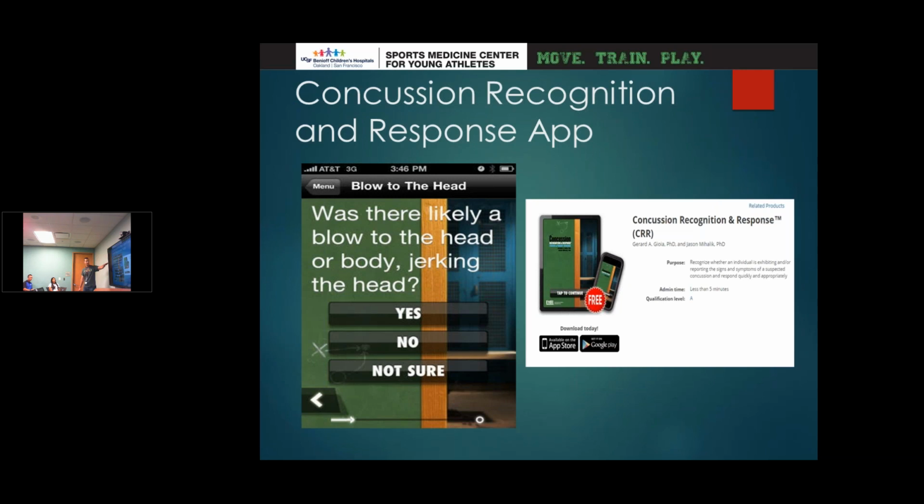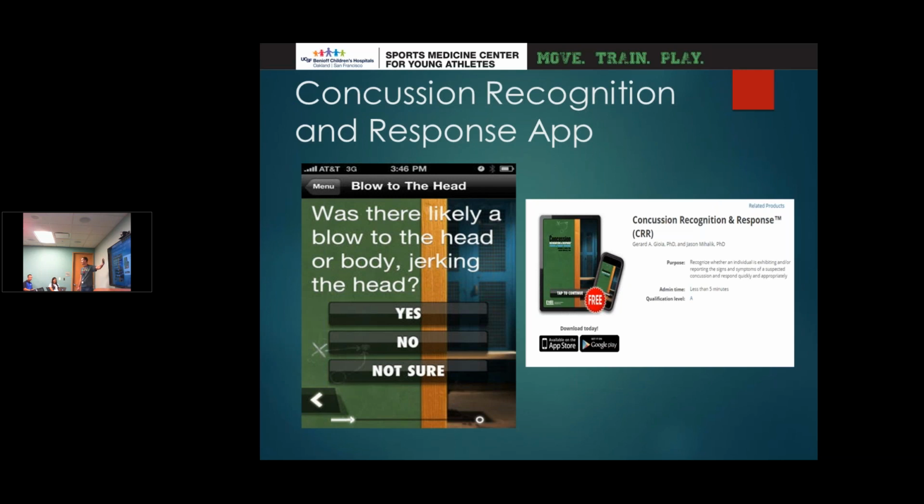professionals. So for example, it will ask you a question: was there likely a blow to the head or body jerking the head? You ask, did you observe that? Yes or no? And they'll have all of the symptoms that we just went over that you'll actually ask the athlete on the sideline. Do you have a headache? Yes or no? Do you feel dazed or out of it? Yes or no? And it also has a brief and simple type of cognitive test as well to determine if there's any issues with memory.